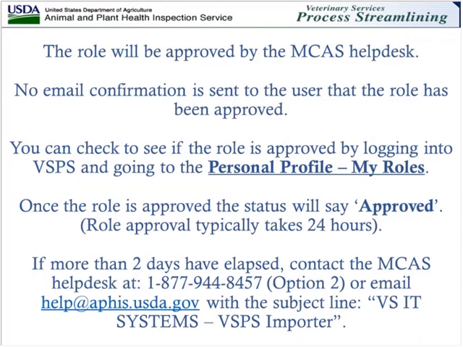No email confirmation is sent to you, so you can just go back in. Sometimes it'll be later that day, but go in and check the next day to see if it's approved. If more than 2 days have gone by, you can contact the help desk that approves the roles. It's the MCAS help desk at 1-877-944-8457, option 2. Or you can email the help desk at help@afis.usda.gov, and in the subject line put VS IT Systems and VSPS Importer, so they know where to route it. So the people that approve those roles will get that email.